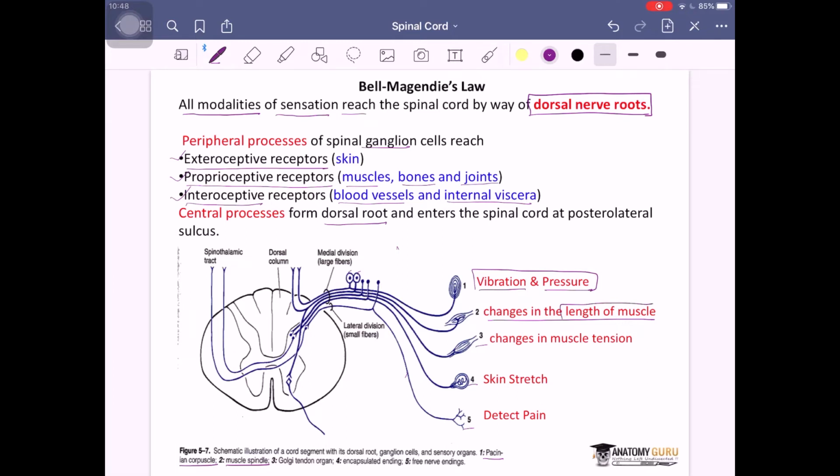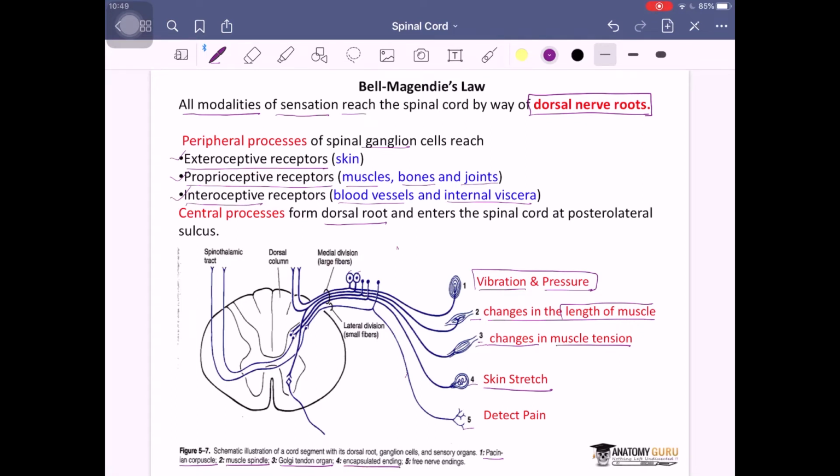So change in the length of the muscle is brought about, or information is given by, your muscle spindle. In the same way, change in the muscle tension, this was the length and this is the tension of the muscle, is sensed by your Golgi tendon organ, which is again present in the tendon. It is present near the tendon, closer to the joint. So the information of the muscle tension comes from this area.